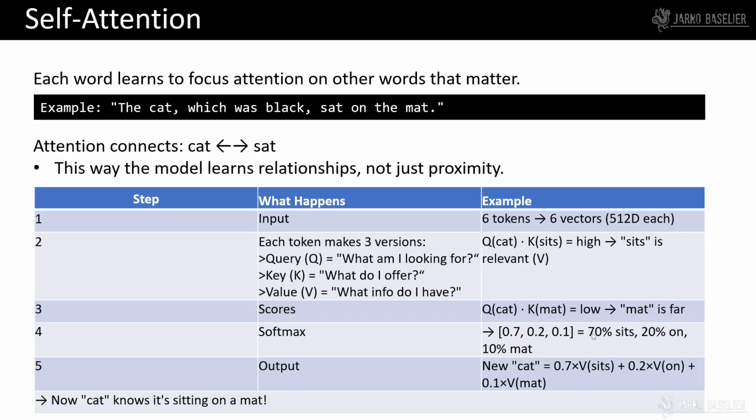So 0.7 becomes 70% sits, this becomes 20%, and 1% for mat, because mat is the farthest away, and sits is pretty close to cat. And then we have an output where cat is most likely related to sits, because that's what it's doing, not so likely the word on, and even less likely is related to the word mat. So now cat knows it is sitting on the mat because sits has gotten the highest score.